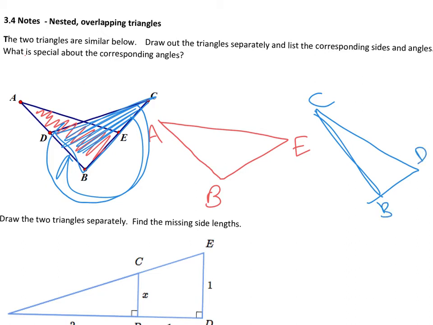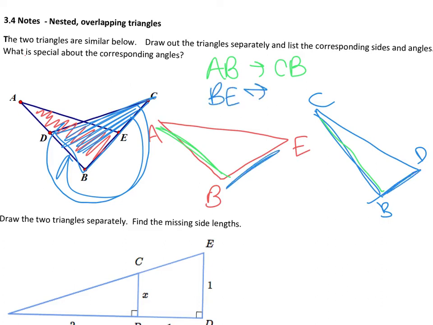Now I can see, I didn't draw it the best, but I can see that AB corresponds with CB. BE corresponds with BD. And AE corresponds with CD. So I list out the corresponding sides.